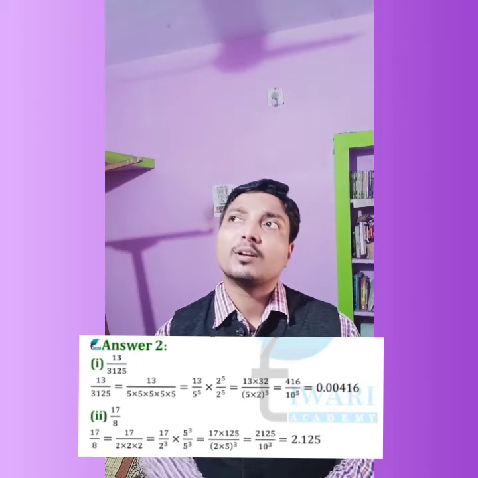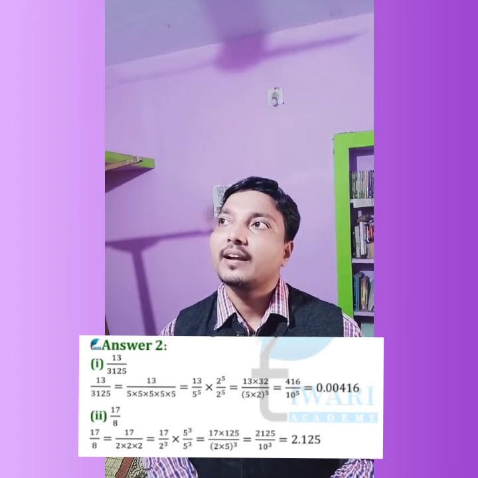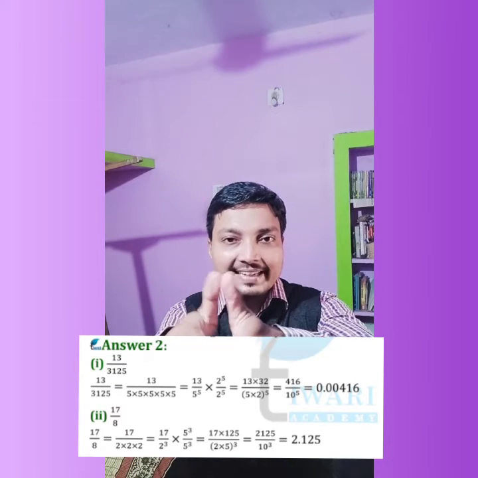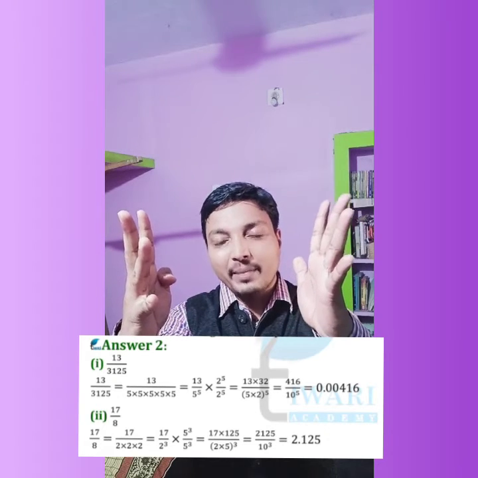So the upper one, whenever we multiply 13 into 2 to the power 5, becomes 416. And below, remember, 1 five and 1 two means 10, 2 fives and 2 twos means 100, 3 fives and 3 twos means 1000, 4 fives and 4 twos means 10,000, 5 fives and 5 twos means a lakh. Understood or not understood?